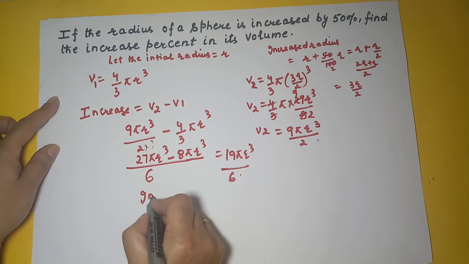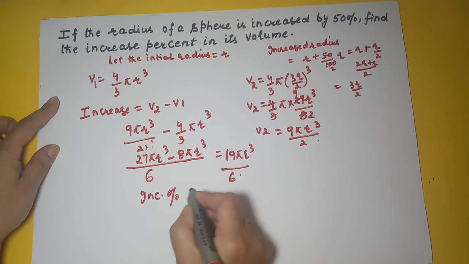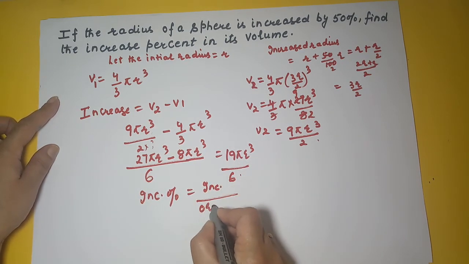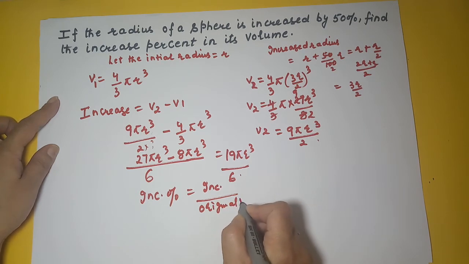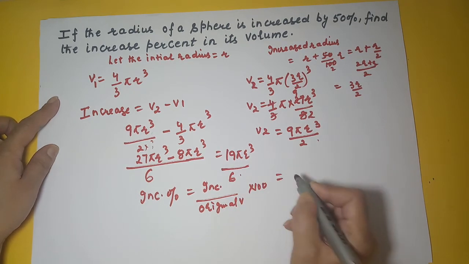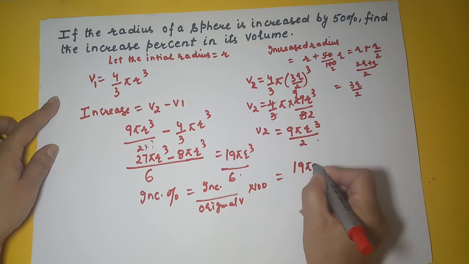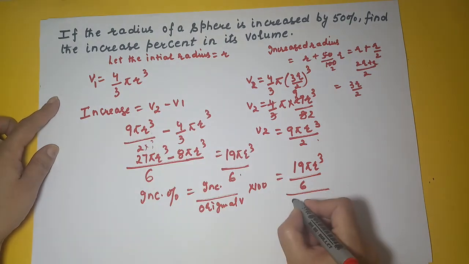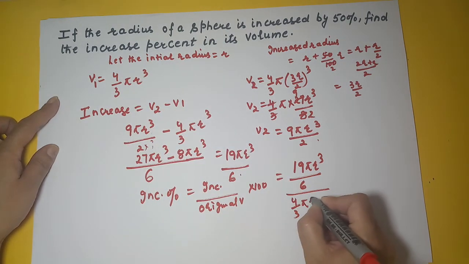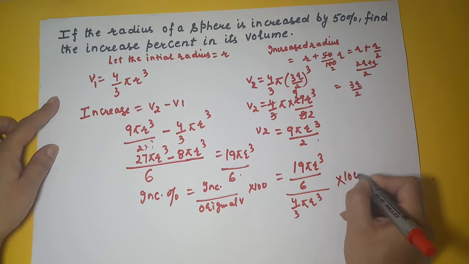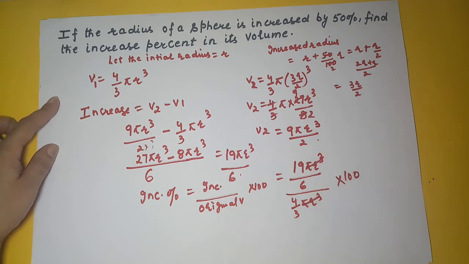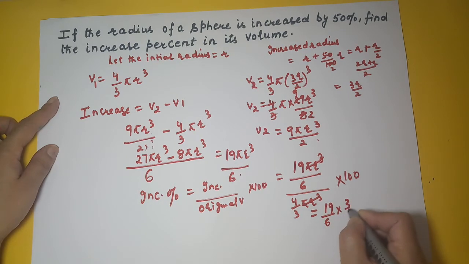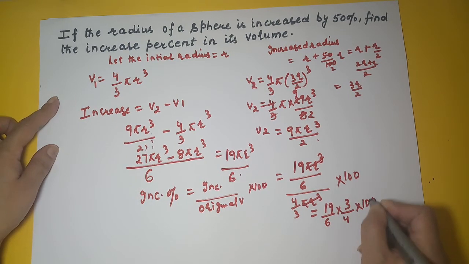How do we find the increase percent? Increase percent is found as increase upon original volume into 100. So what is my increase? 19 pi r cube upon 6, and what is the original volume? 4 by 3 pi r cube into 100, right? Pi r cube and pi r cube will go. So I am left with 19 upon 6 into 3 upon 4 into 100, right?